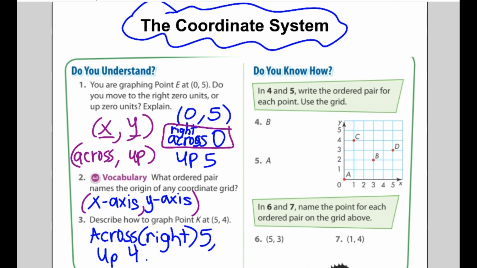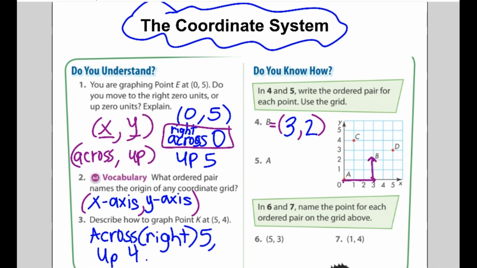Number 4, what are the points for B? All right, let's look at B. So B is right here. You always want to start at 0. Sorry, not at the A, because the A is at the 0, but you always want to start at 0. So 0 is there in the center, and then we're going to go across first. Remember, we go across. How many places did we go across? 3. So we went across 3. And then we're going to go up, how many? 2. Up 2. That's how we do that for point B.